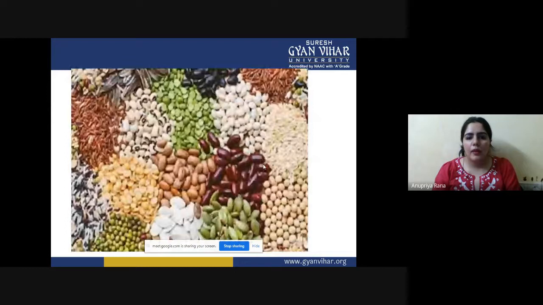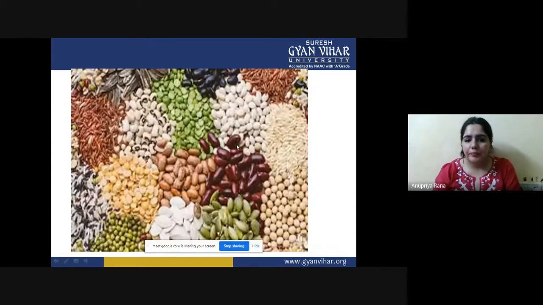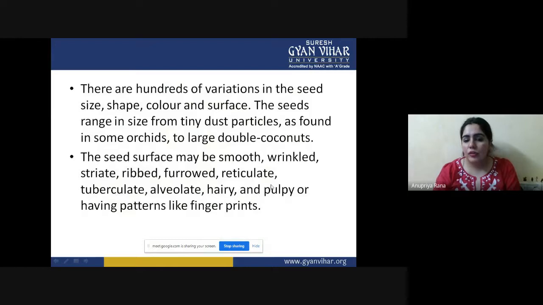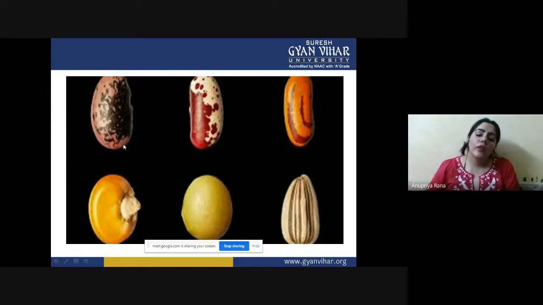I can show you the diagram here. This one you can see is very smooth. Nothing, no scars will be present. Sometimes they have furrows and depressions inside them. This is straight, parallel lining can be present. This one is having some rib-like structure. Reticulate thickening, you can say this is a reticulate thickening that can be present on them. So these kinds of variations can be present on the surface of the seed.